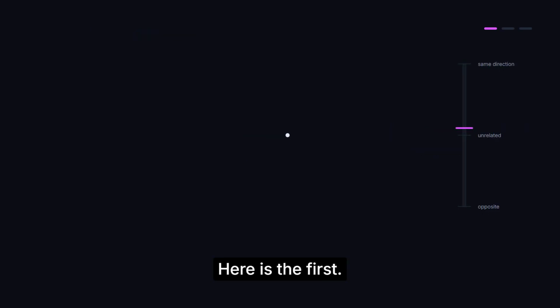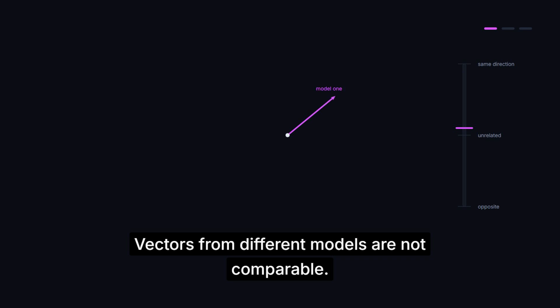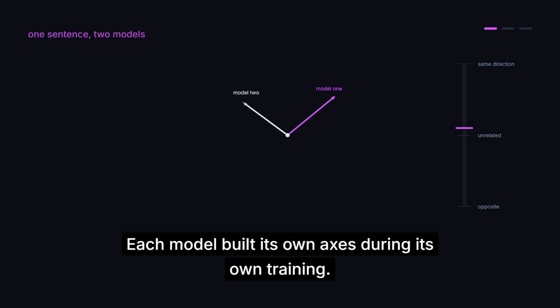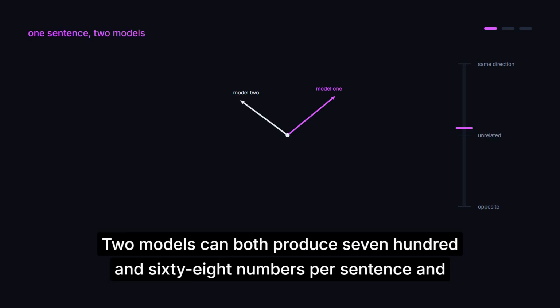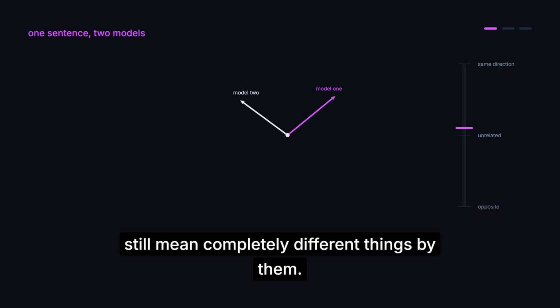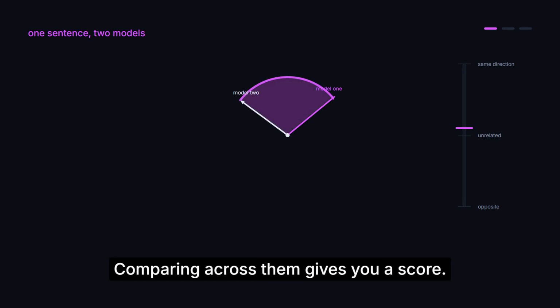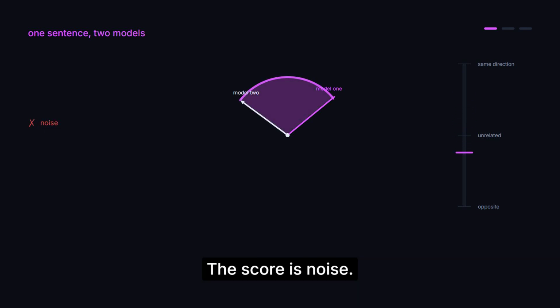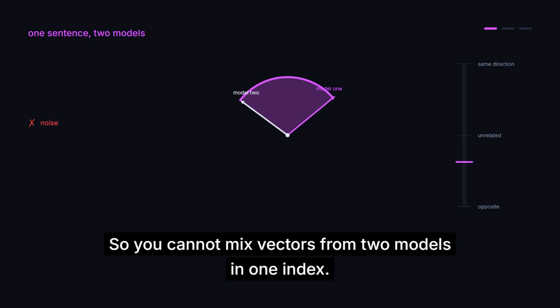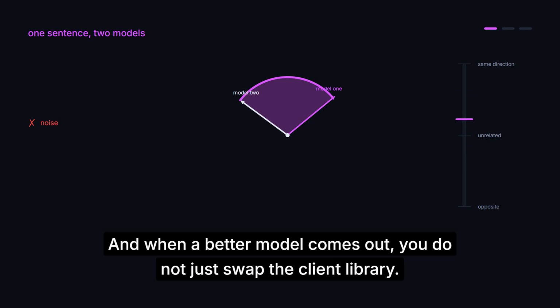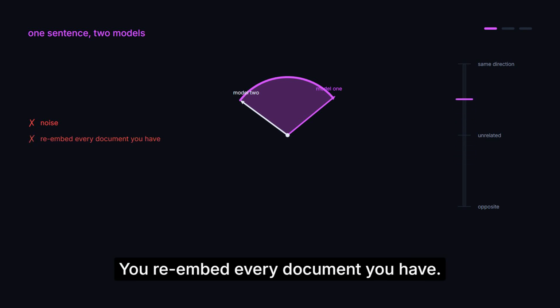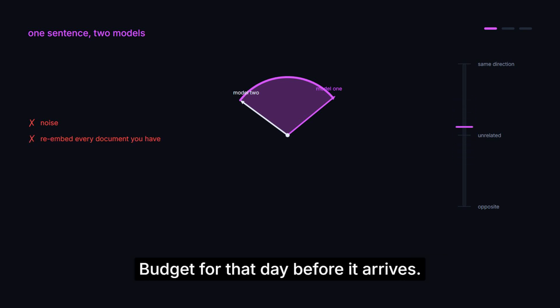Here's the first. Vectors from different models are not comparable, ever. Each model built its own axes during its own training. 2 models can both produce 768 numbers per sentence and still mean completely different things by them. Comparing across them gives you a score. The score is noise. So you cannot mix vectors from 2 models in one index. And when a better model comes out, you do not just swap the client library. You re-embed every document you have. Budget for that day before it arrives.